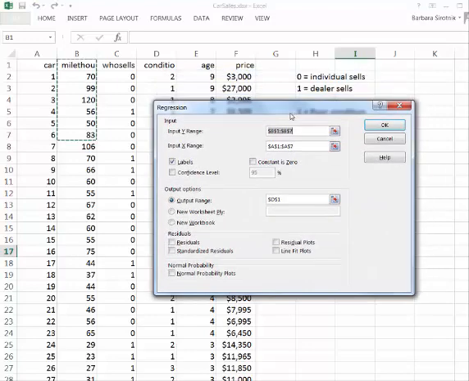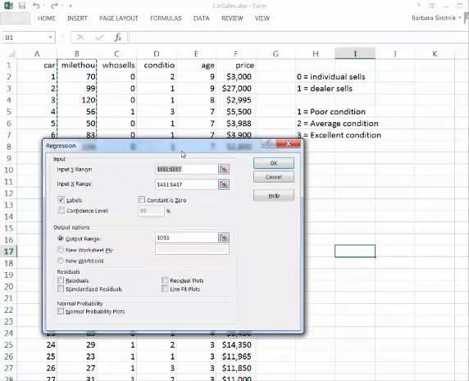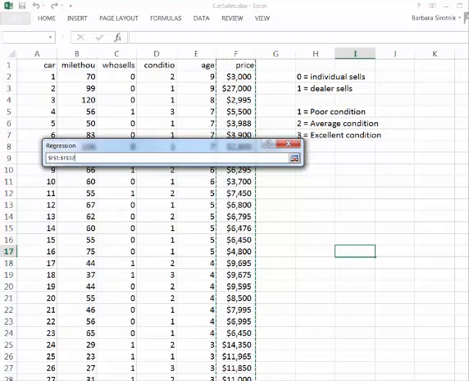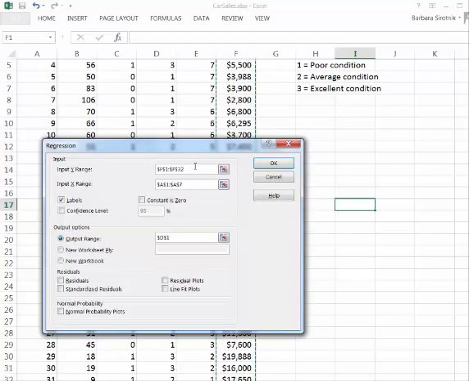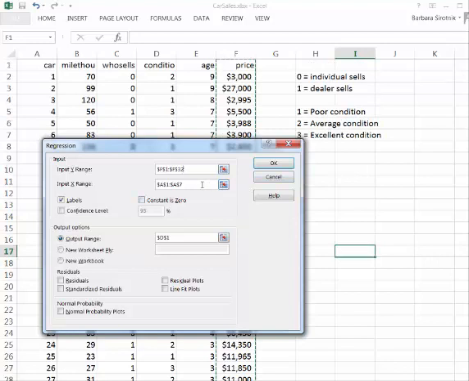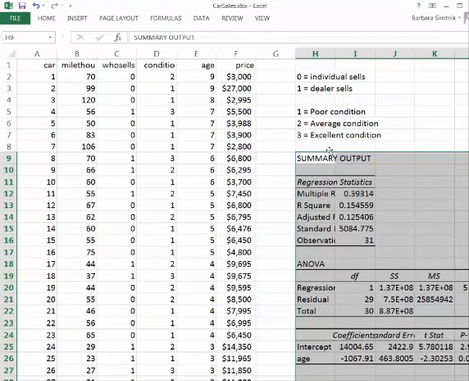And the question now is, what do I have as my Y range? Well, I'm trying to predict price. So my Y would be my Fs. In other words, I will pull down. I'm going to go from F1 up to F32. What is my X range? Well, if I'm only looking at age, then what I'm going to be typing in or highlighting is E1 up to E32. I do want to have my labels here. My output range, let's change that and put everything right here and click on OK.